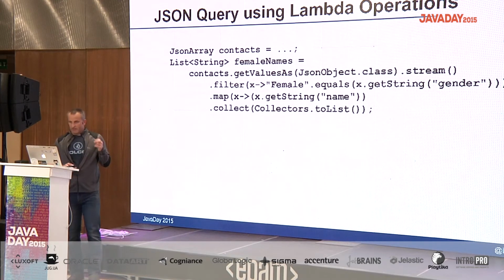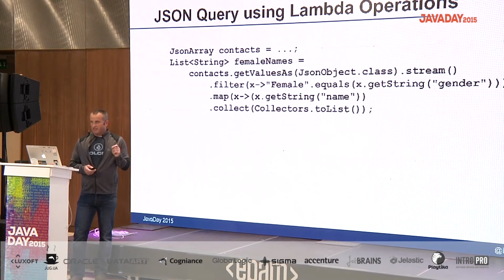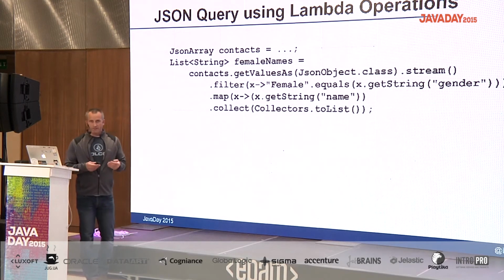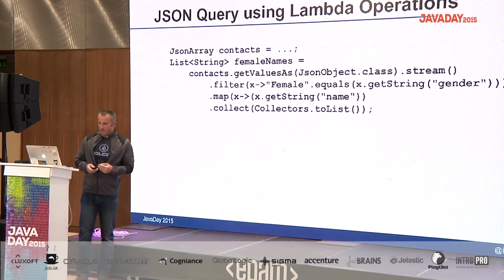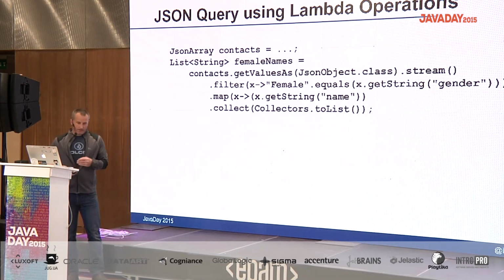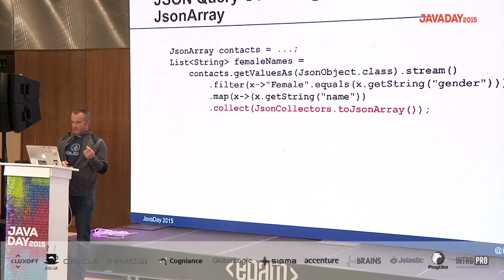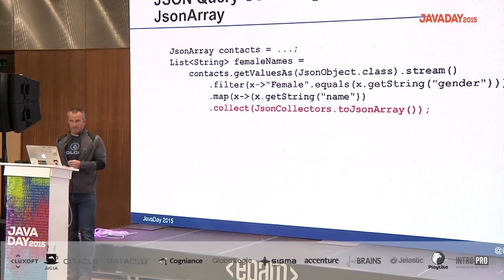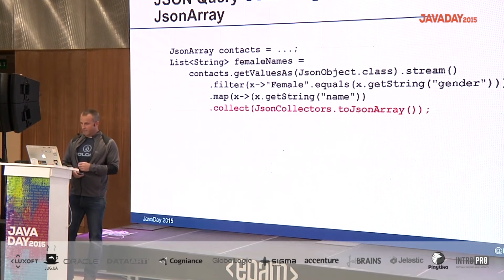To some degree, it's already possible to use Java SE 8 streams with JSON-P, as long as you convert the JSON objects to a collection. Like in this example, you collect with the collectors toList. What JSON-P aims to do is to add specialized collectors so you can actually have a JSON array that you can get from the stream.